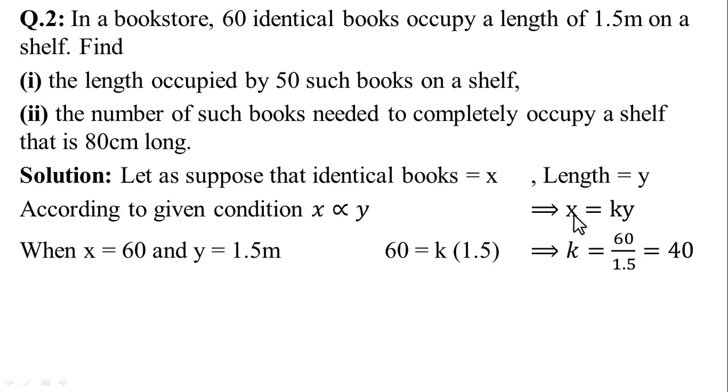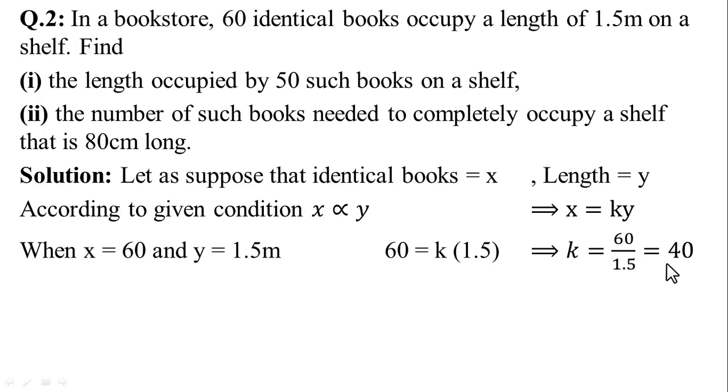Putting in this equation, then 60 is equal to k into 1.5. 1.5 is divided on the other side. This implies that k is equal to 60 divided by 1.5. Now 60 divided by 1.5 is equal to 40. So the value of the constant k is equal to 40.